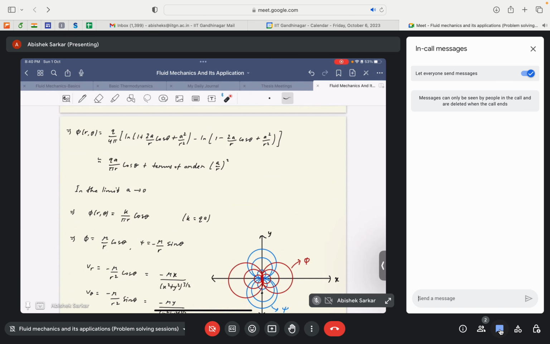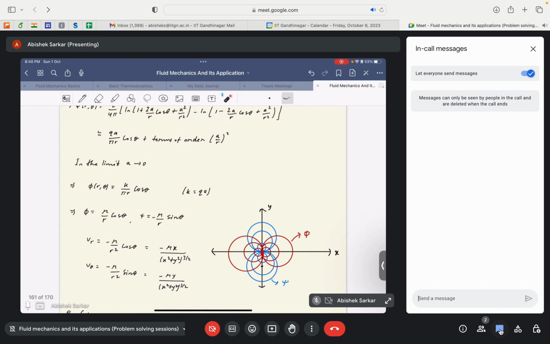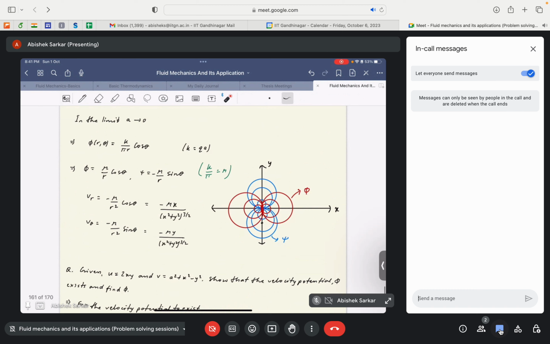Similarly, if we represent k by pi as another constant mu, then phi can be given by mu by r cos theta, and psi can be given by mu by r sin theta. So these are in the limit that the source and sink approach each other. Similarly you can find the velocity components. This is written as the theta velocity component. So this is the form of the potential lines and stream lines that we will get.